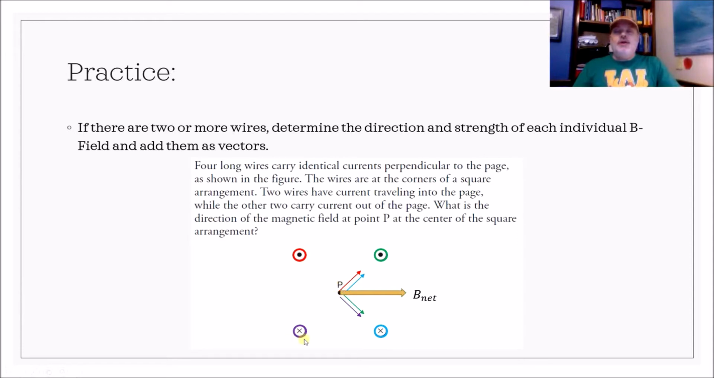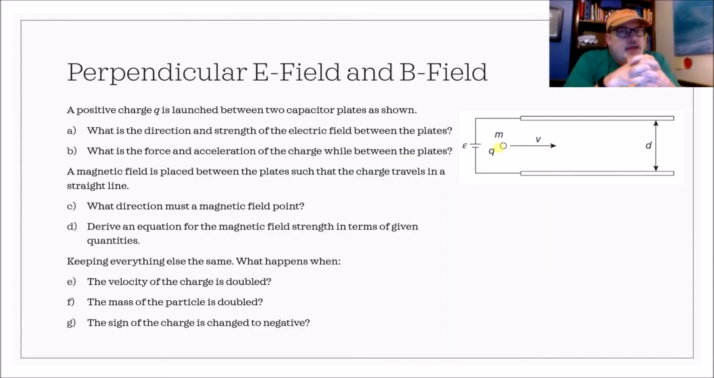And the purple one is into the page, which is clockwise, and so it will produce one down and to the right. These two up and to the right, these two down and to the right, and that adds up to a net magnetic field to the right. We're almost done, gang. Let's put this to the nitty-gritty test and see if we can put it all together.